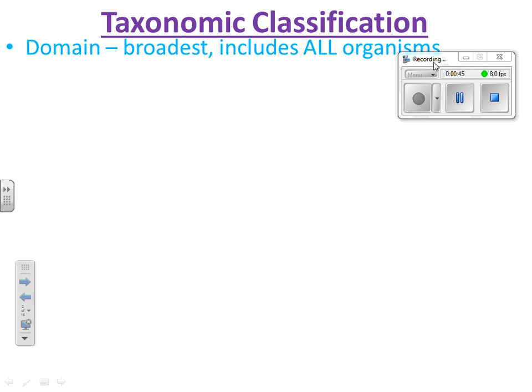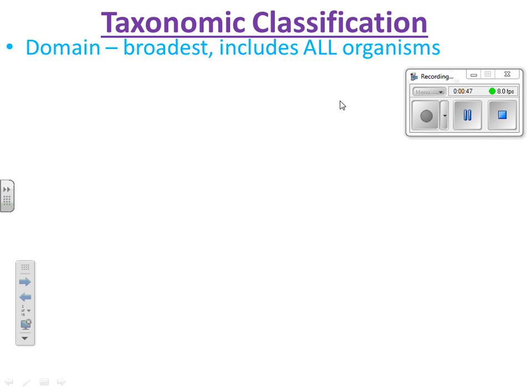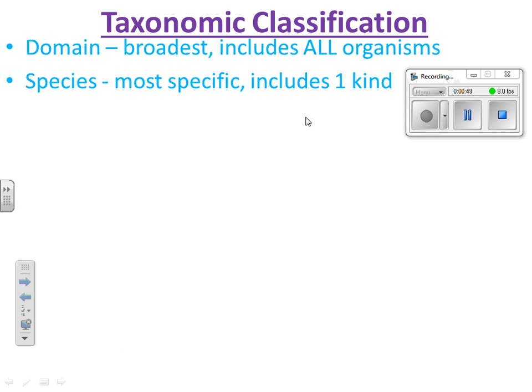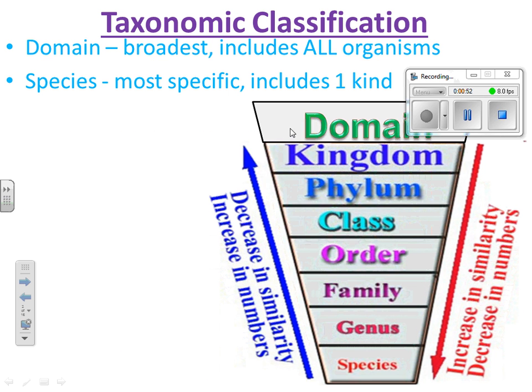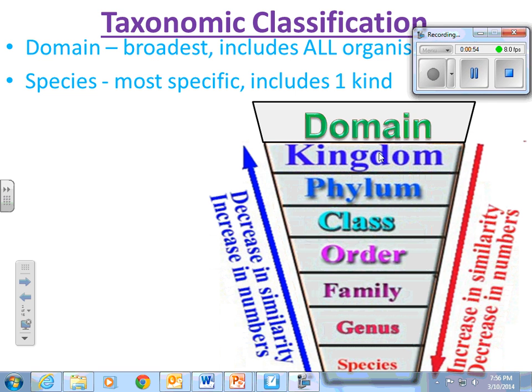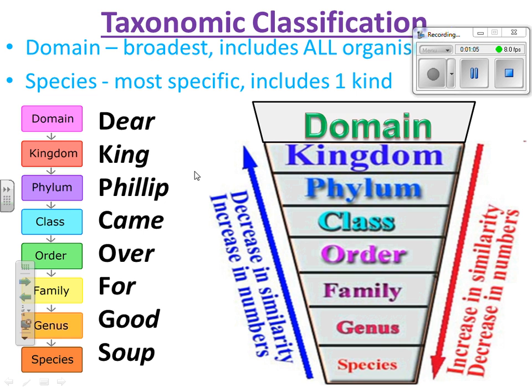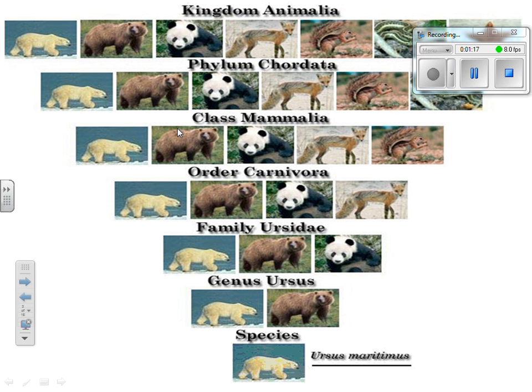Taxonomic classification includes all organisms. It's the broadest level. The species is the most specific and only includes one kind of organism. So domain is the broadest, species is the most specific. As you go down, you are narrowing it down, so you're getting smaller in number, but they are more and more similar. One way to remember it is to use a mnemonic like Dear King Philip came over for good soup, and that will help you remember the order: domain, kingdom, phylum, class, order, family, genus, species.